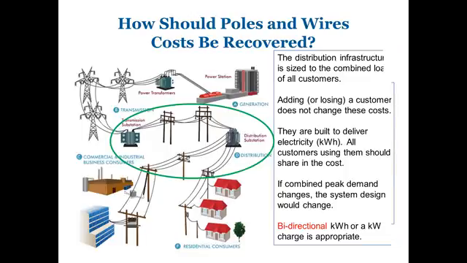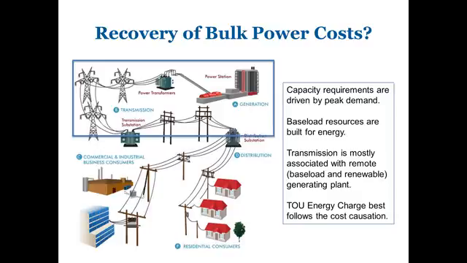Now, the bulk power costs are a different matter altogether. Those are capacity requirements that are driven by peak demand for peaking units. There are base load resources that are built for providing energy all of the time. Most transmission investment is associated with base load generating plant, bringing power from coal and nuclear plants to the cities. Some of it is now associated with renewable generating facilities, primarily wind, also bringing energy rather than peaking capacity to the customers. So it's a mix of demand-related and energy-related costs, and from our perspective, a time-of-use energy charge is probably the best way to follow cost causation for this.